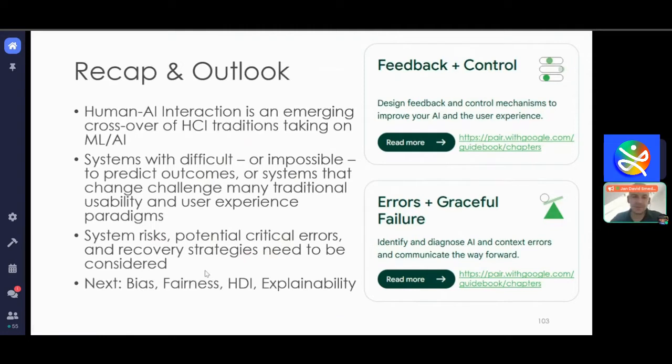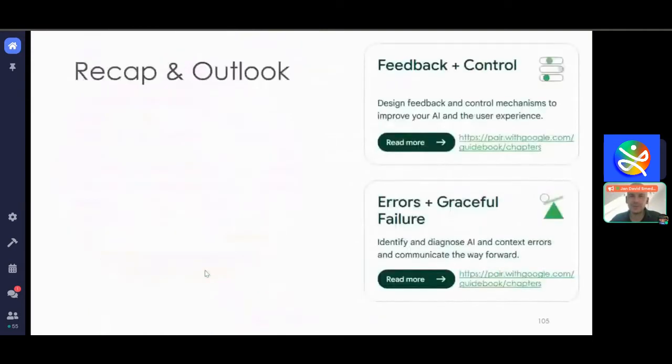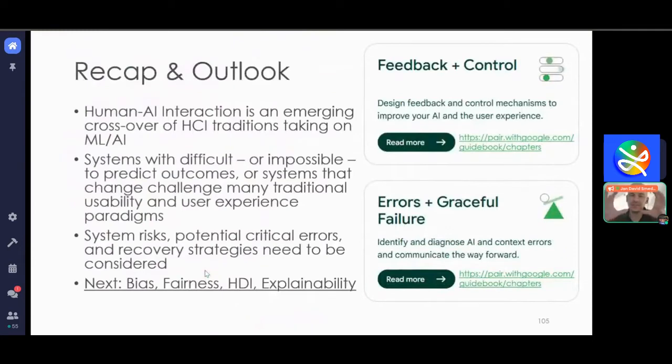Last time I already said, in this session we will focus on biases, fairness, explainability, and other, I call it X-ability, concepts in the context of human-AI interaction. So let's jump right into that. Just a kind reminder, as I said in the beginning, these sessions are pulled out of a larger lecture series, so I'll be very quick running over the materials.